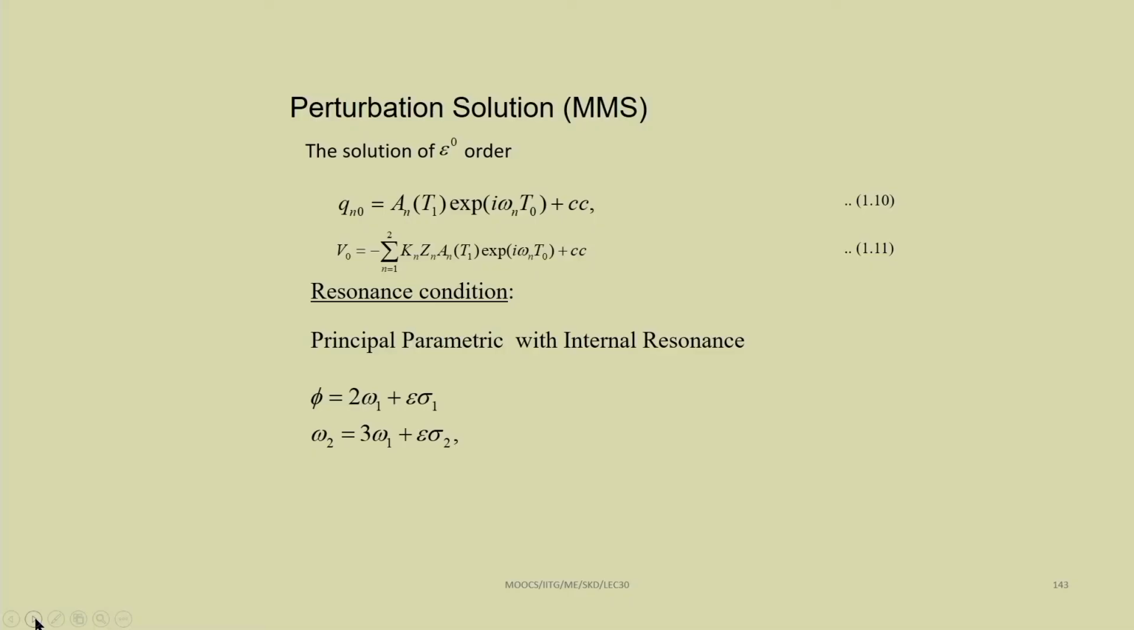Now, applying this perturbation technique, for example, taking the method of multiple scales, we can write down Qn0 equal to An e to the power I omega n T0 plus Cc, and then V0 equal to minus sum n equal to 1 to 2 Kn Zn An T1 e to the power I omega n T0 plus Cc, where Cc represents the complex conjugate of the preceding term. Whatever terms are there before the Cc, all the terms have the complex conjugate.